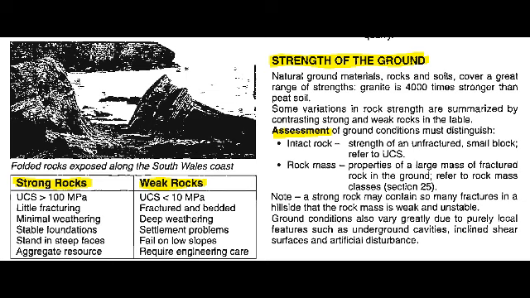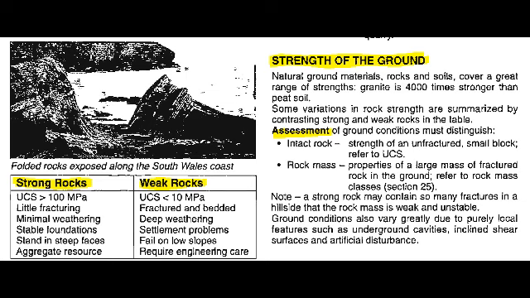Assessment of ground conditions must distinguish: number 1, intact rock: the strength of an unfractured small block, referred to as UCS, meaning uniaxial compressive strength. Number 2, rock mass: properties of a large mass of fractured rock in the ground, referred to as rock mass classes, section 25. We will further study this rock mass. Note: a strong rock may contain so many fractures in a hillside that the rock mass is weak and unstable. Ground conditions also vary greatly due to purely local features such as underground cavities, inclined shear surfaces, and artificial disturbance.